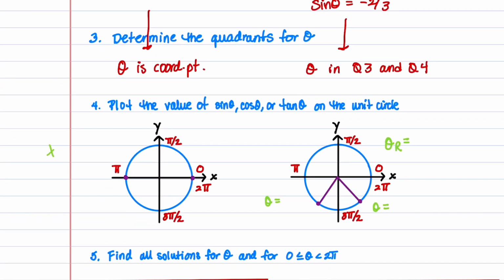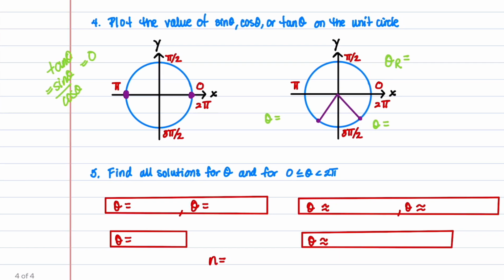Let's remind ourselves that tangent theta is equal to sine theta over cosine theta. So when tangent theta is 0, that's the same as when sine is equal to 0. Our sine value is associated with y, and it will be 0 at these 2 points. So we'll write down here that theta is going to be equal to 0 plus 2n pi, and then pi plus 2n pi. So our value from 0 up to 2 pi is going to be 0 and pi. And we'll put in our values for n.